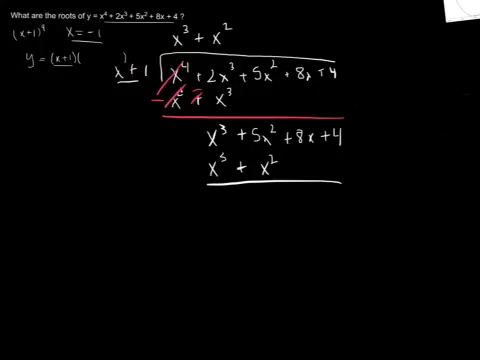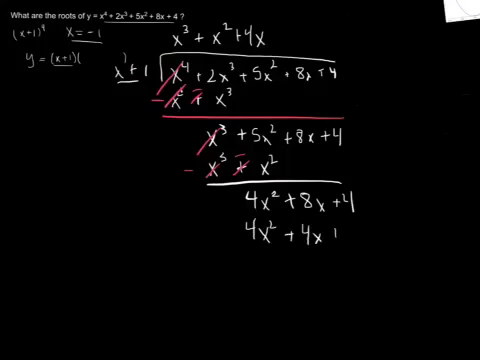Continue. I'm going to subtract both pieces. Those will cancel, and I'll be left with 4x squared plus 8x plus 4. X plus 1 will go in 4x times, which will give me 4x squared plus 4x.